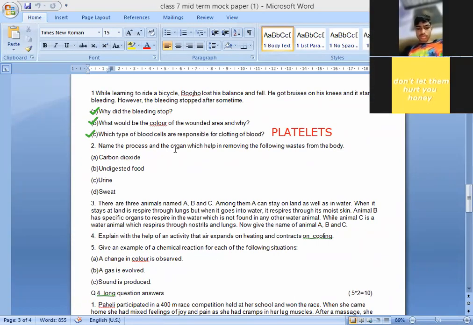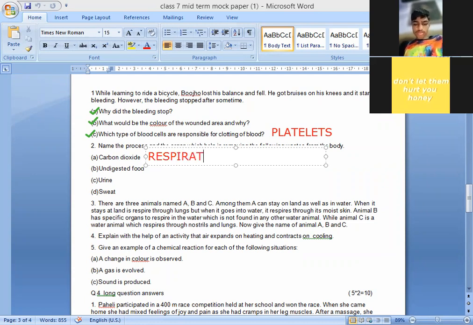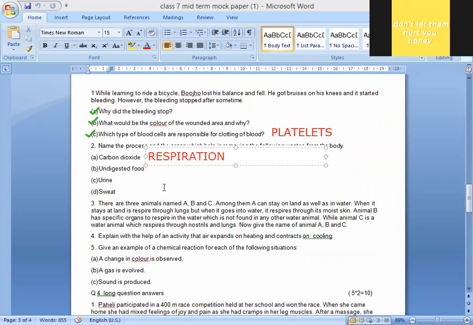Next, Bhavya Joshi. Question number 2. Name the process and the organ which helps in the removing of waste from the body. Carbon dioxide. Yes, Bhavya Joshi. Praveen, name the process. Carbon dioxide goes out from our body by which process? Ma'am, by respiration. Yes, respiration. Next, undigested food.